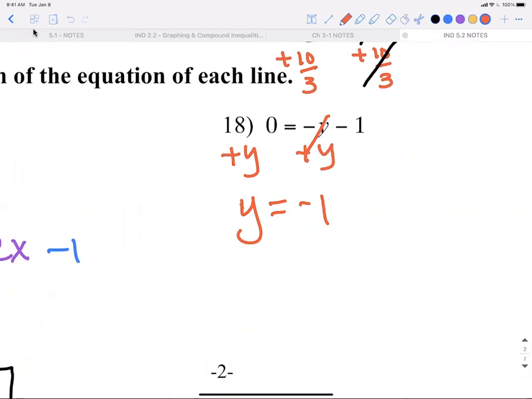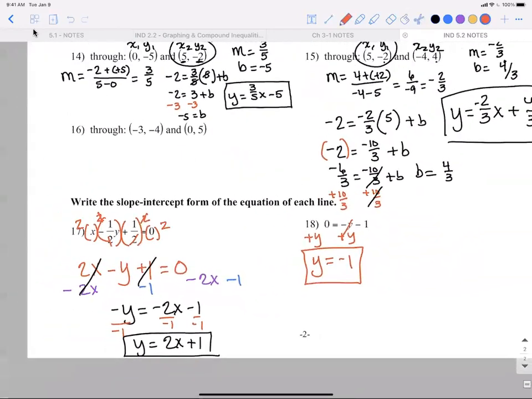And we'll get, this is a special case. I don't even think you have any like this on your homework. This is a special case. It's a horizontal line. So you just have a 0 slope, but that's okay. But you still have y by itself, and that's all you have to worry about doing.